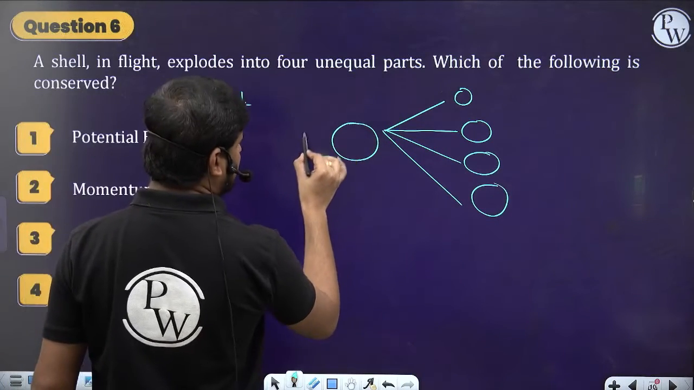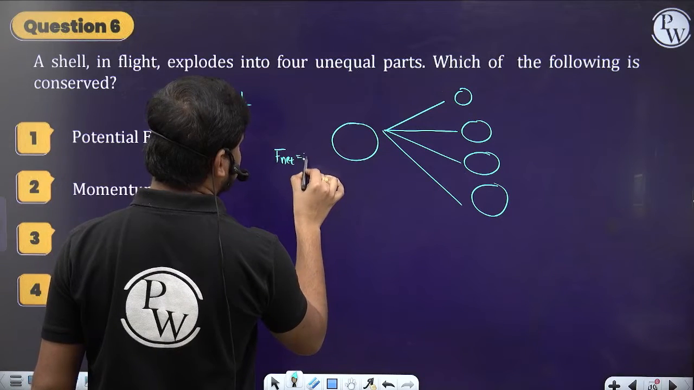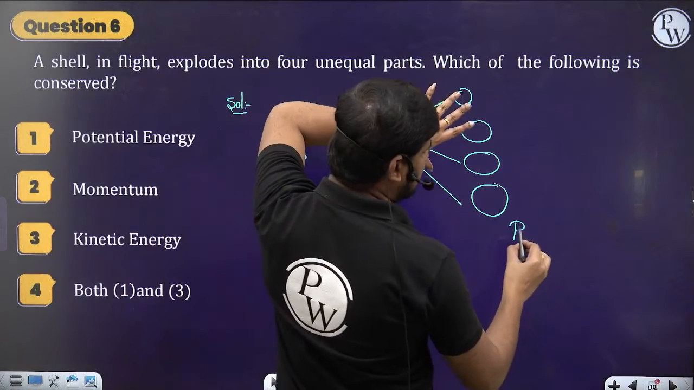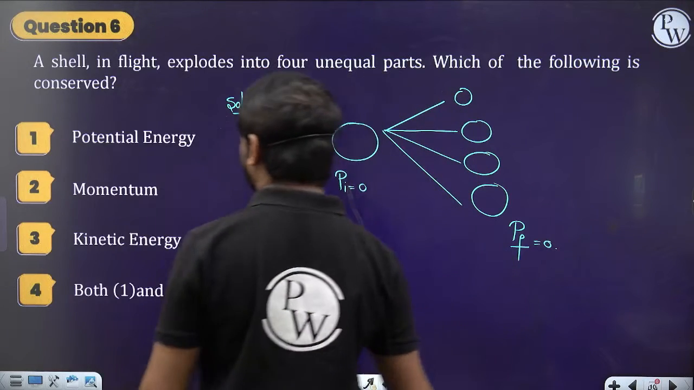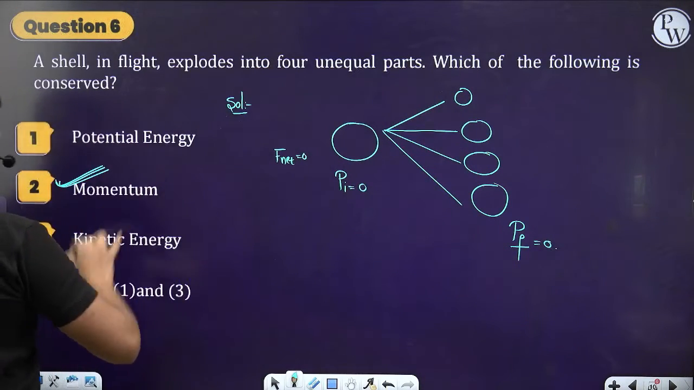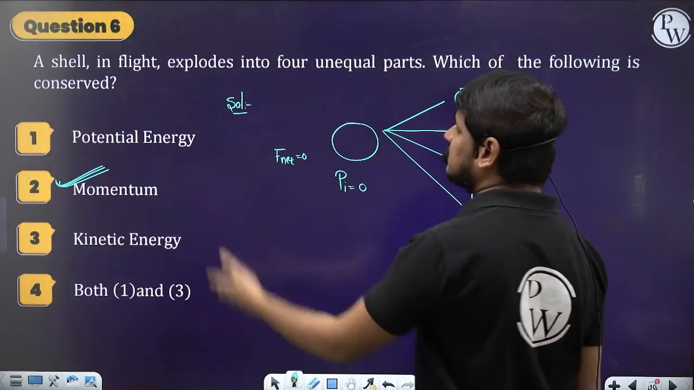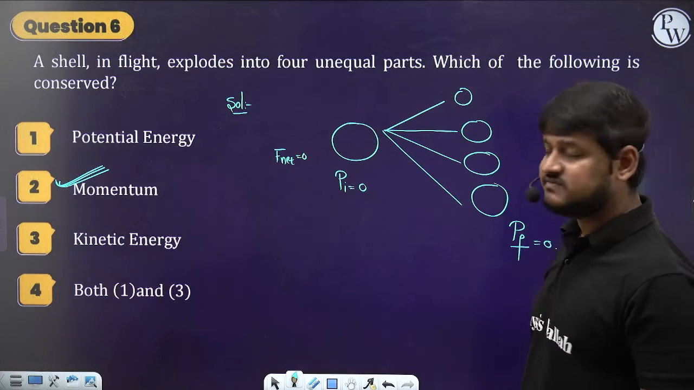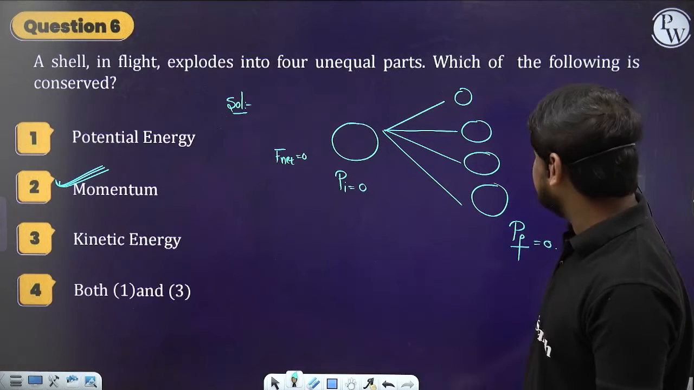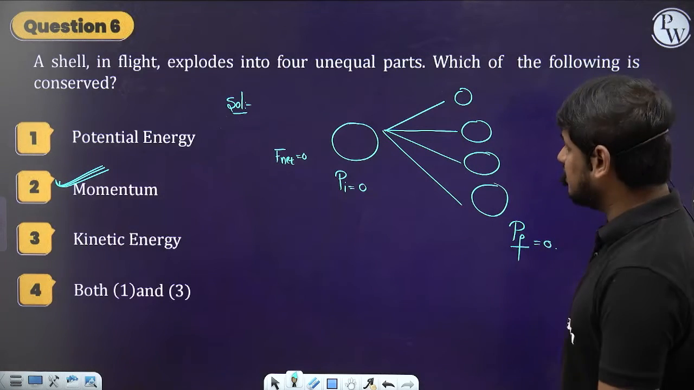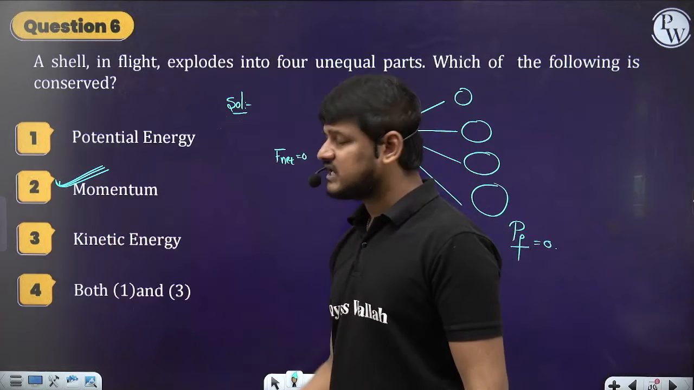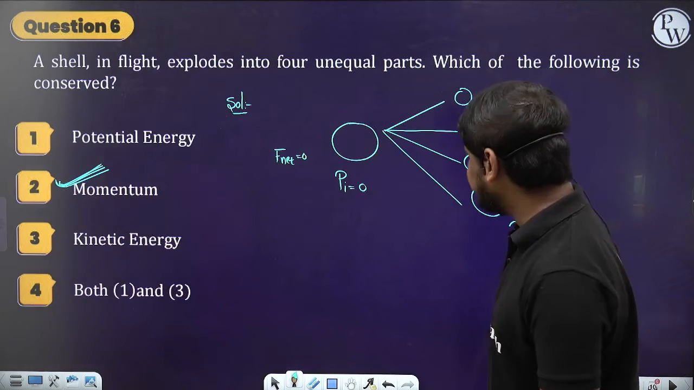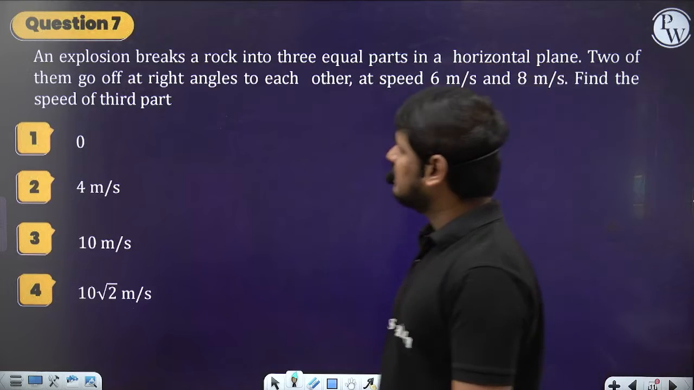If there is no net force acting on the body, F net is equal to 0. So if its initial momentum is 0, then these 4 particles combined, their final momentum also should be equal to 0. So the only thing that will be conserved is the momentum. Their kinetic energy will not be conserved, and their potential energy will not be conserved, because different particles will be at different heights. So their potential energy will be different, and they will have different velocities, so their kinetic energies will be different. So we can't say that their potential energy and kinetic energy are conserved. We can say their momentum is conserved, right? Simple question again. Let's take the next question.